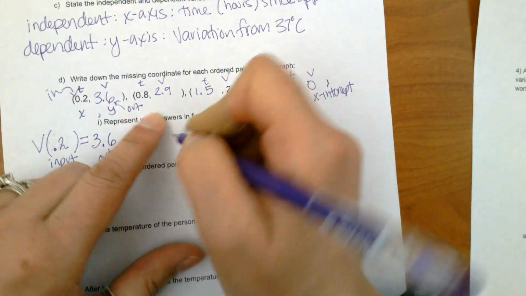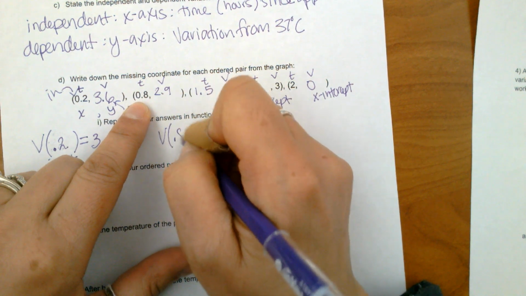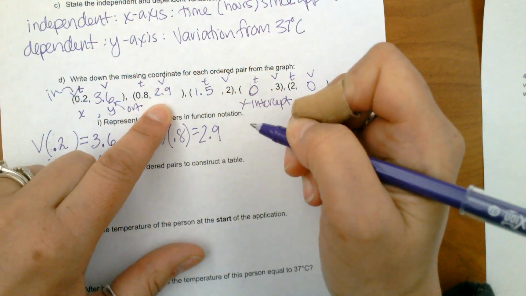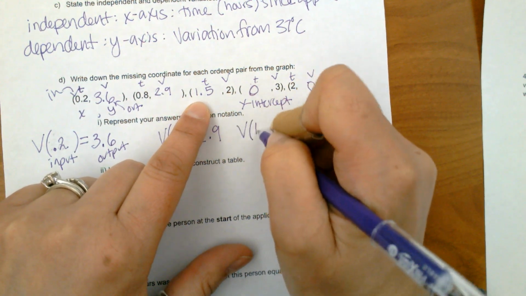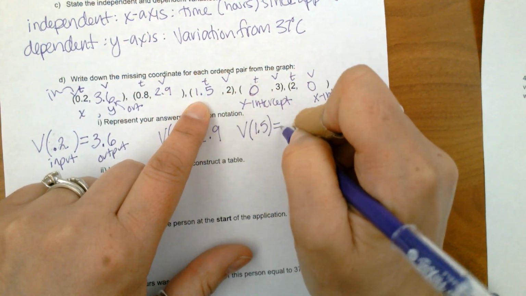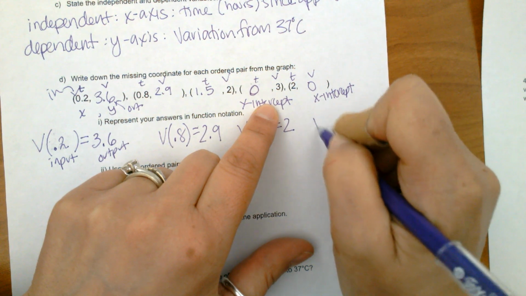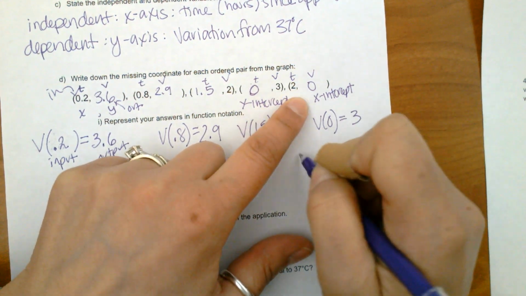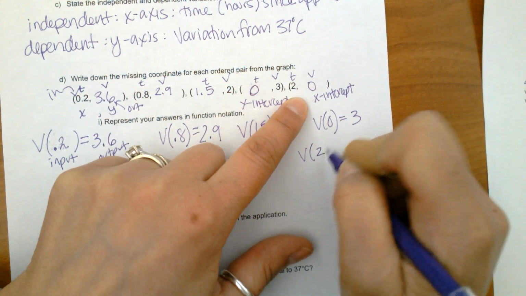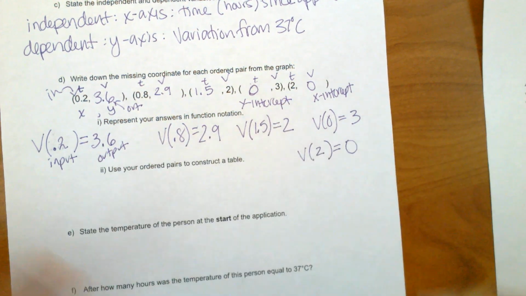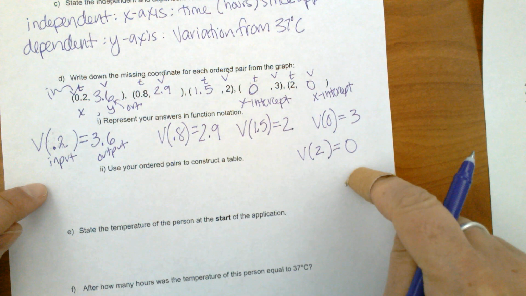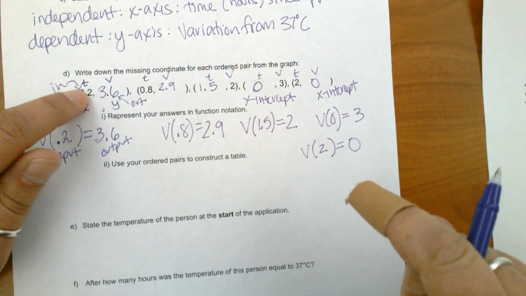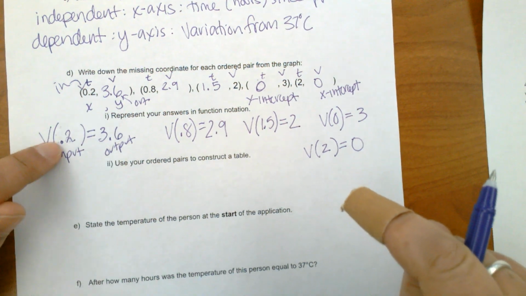Okay, next one. What do we put in? We put in 0.8. What did we get out? 2.9. Next one. What did we put in? 1.5. What did we get out? 2. Next one. What do we put in? 0. What do we get out? 3. Last one. What do we put in? 2. What do we get out? 0. This is another way of writing our answers, not as ordered pairs, but as function notation.